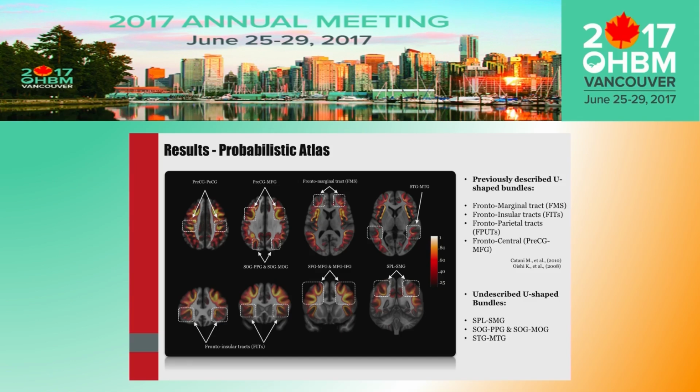Now, we could also observe other U-shaped fiber bundles that have not been previously described, such as a connection between the superior parietal lobule and the supramarginal gyrus underneath the interparietal sulcus, connections between the superior occipital gyrus and the posterior parietal gyrus, which are running underneath the superior occipital sulcus, and also ventrally, these ones connect with the middle occipital gyrus. And finally, another U-shaped fiber bundle that I'm going to show you is this one connecting the superior temporal gyrus with the middle temporal gyrus.